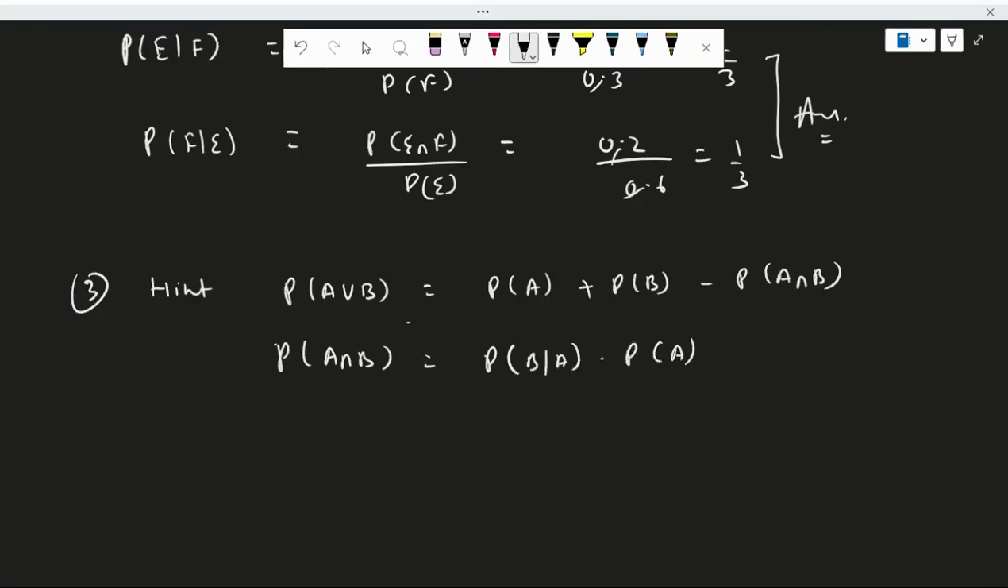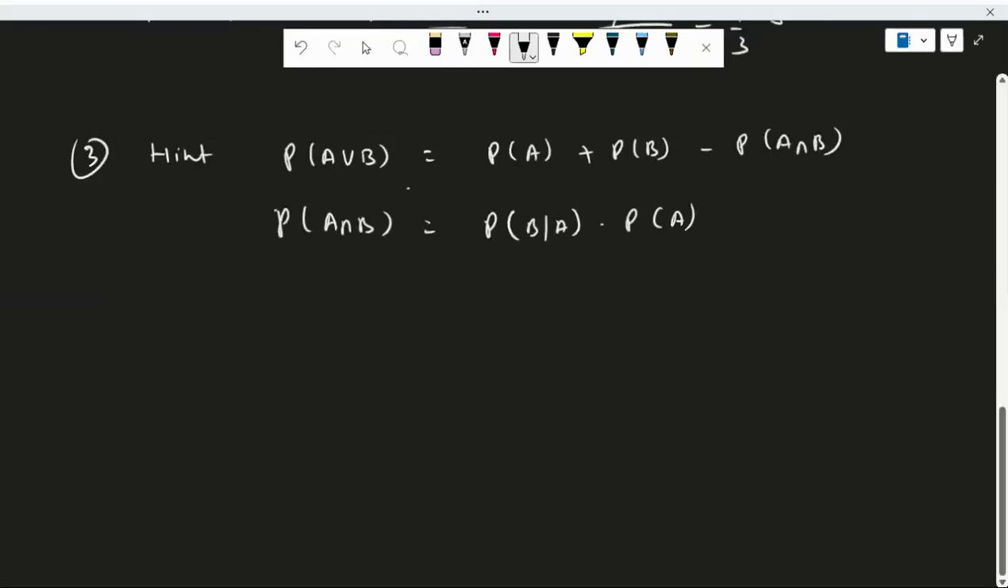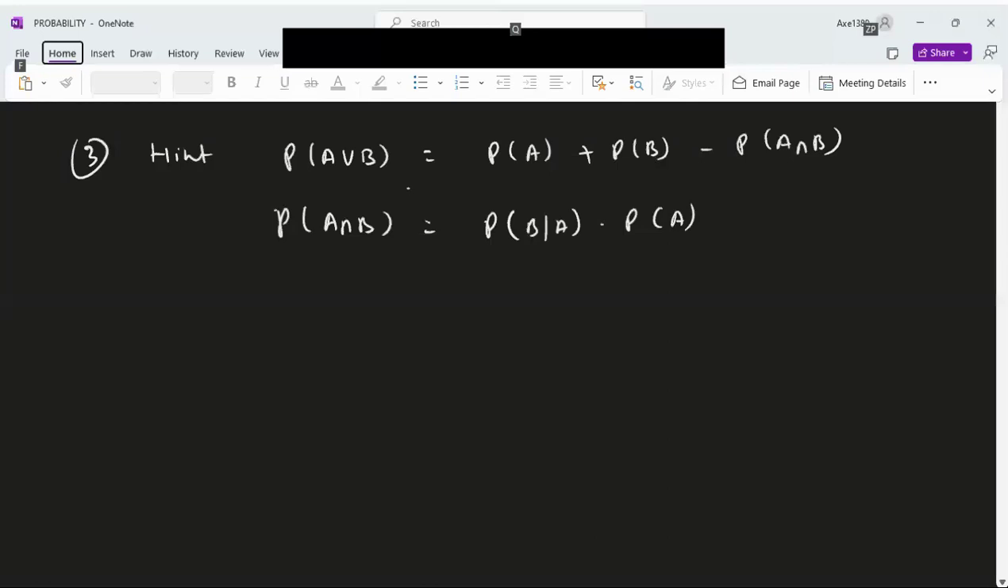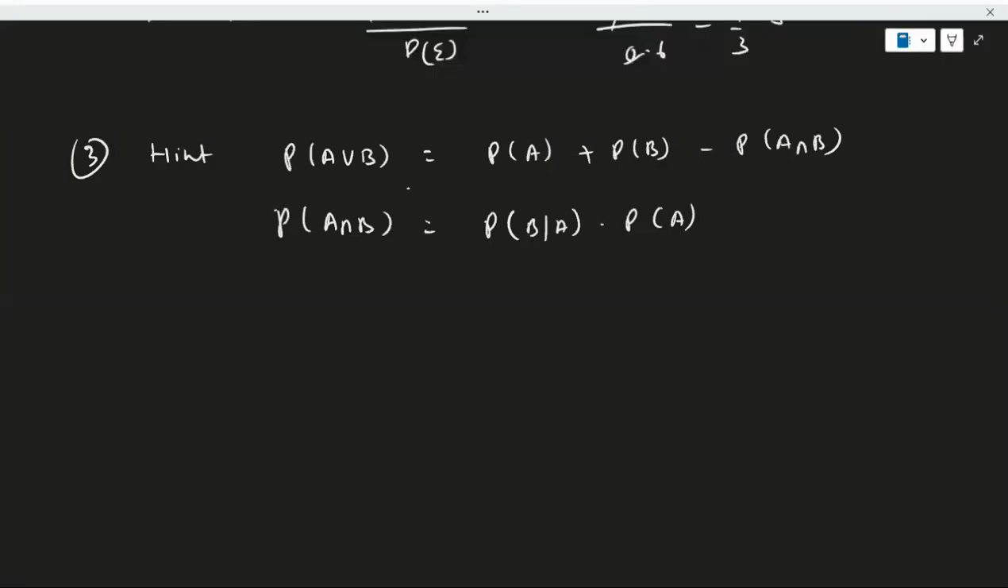So how do you know which will come? Sir, will it be B over A or A over B? Like, how do you know that? I know it from the question itself. It's been given in the question. P(B over A) is given in the question. That's why we have taken P(B over A).